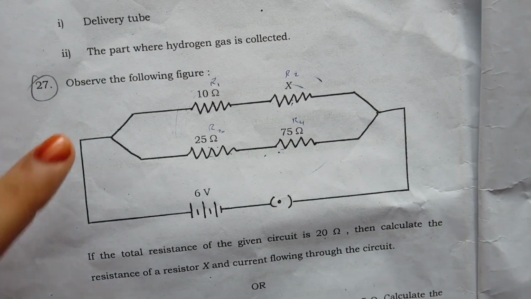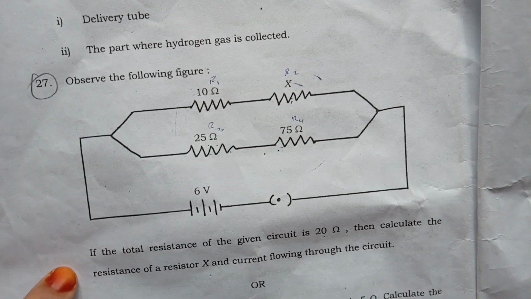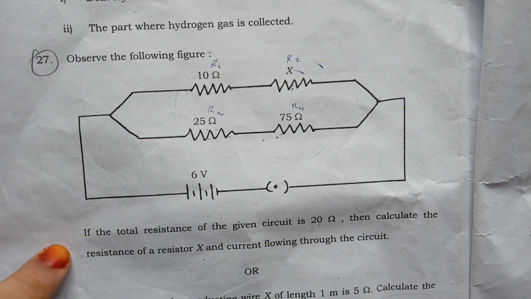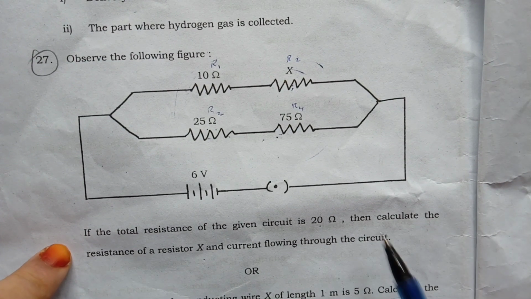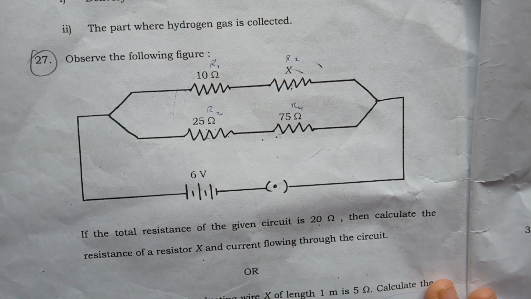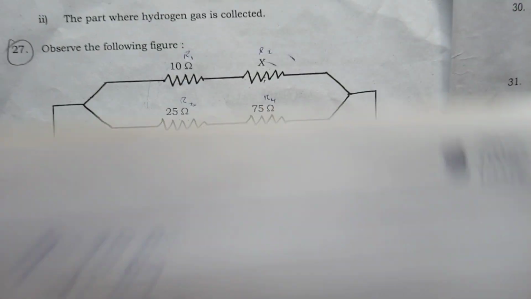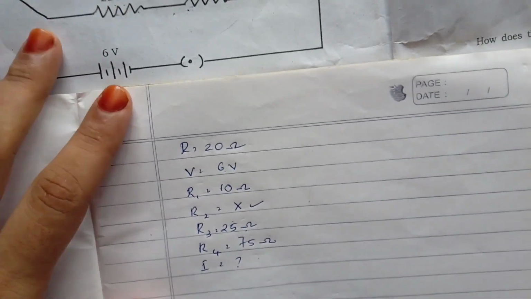So they have given us here a circuit diagram, and the statement goes as follows. If the total resistance of the given circuit is 20 ohms, then calculate the resistance for resistor X and current flowing through it. Now, the very first step is to write the given quantities for any kind of problem, and this might get you at least a half mark. Okay, so that is what I'm going to do.